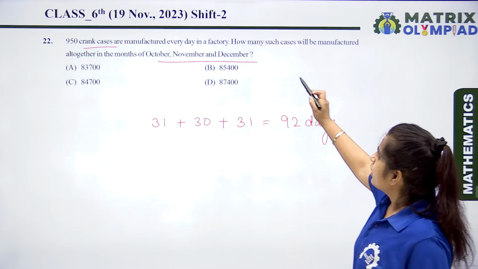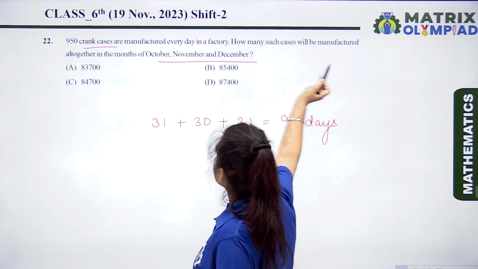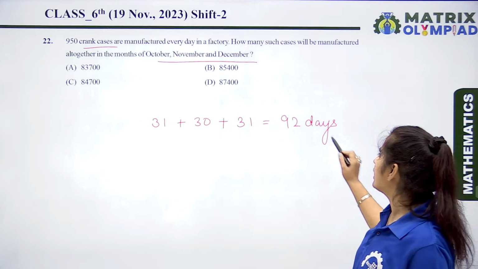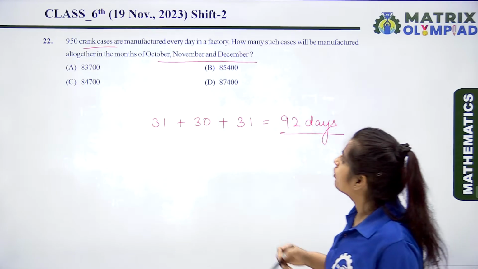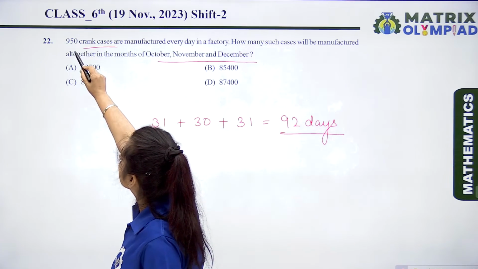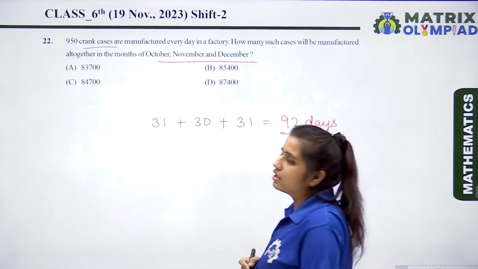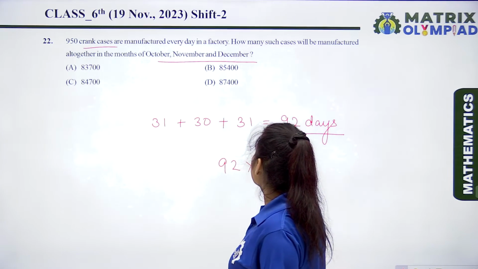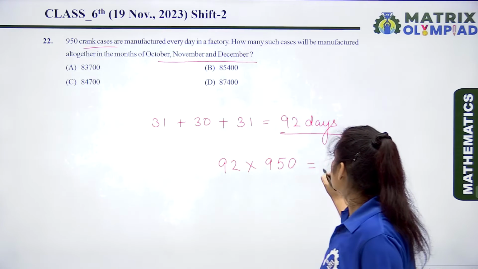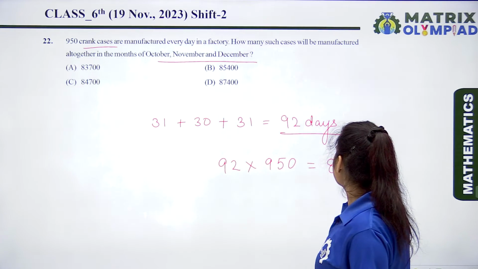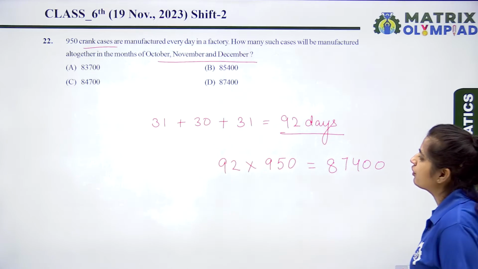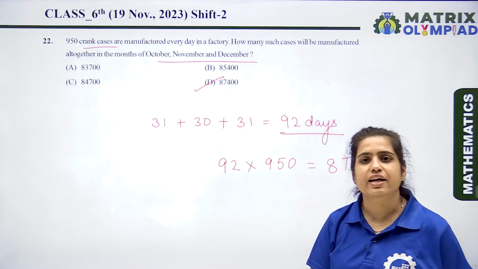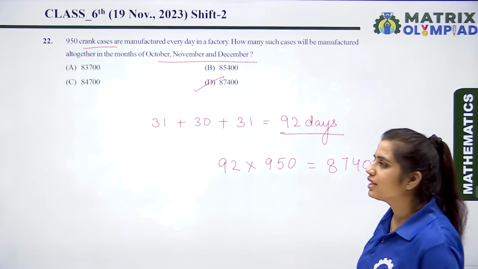So here what we have to find out? We have to find out how many such cases will be manufactured altogether in the months of October, November and December. So the number of days is 92 and in one day we have 950 crankcases. So here we are going to multiply 92 by 950. So the answer is 87,400. So out of these 4 options we can say that option D is the correct answer. Let's move on to the next question.